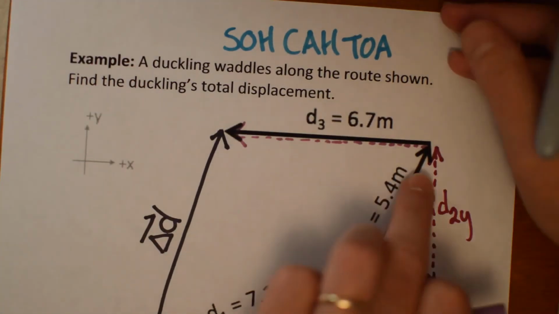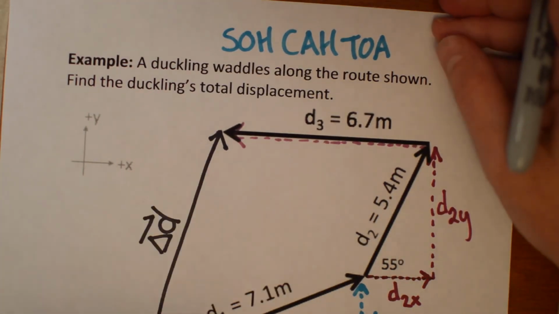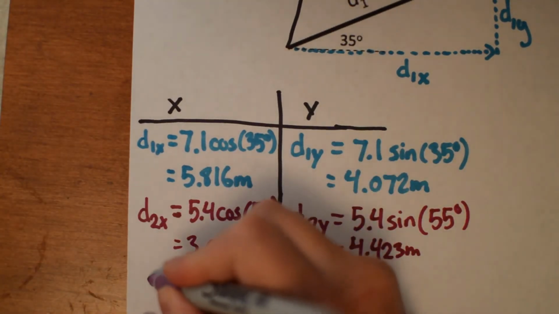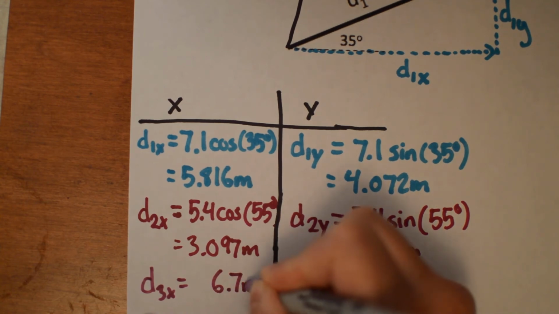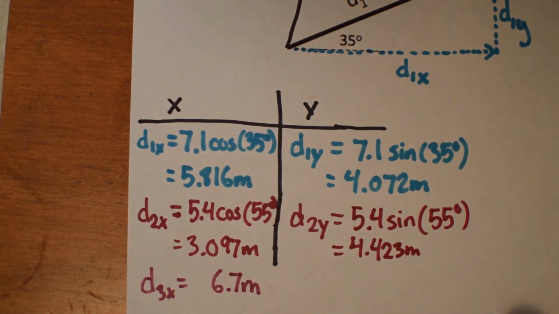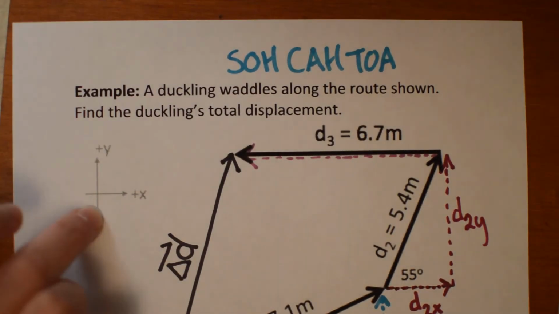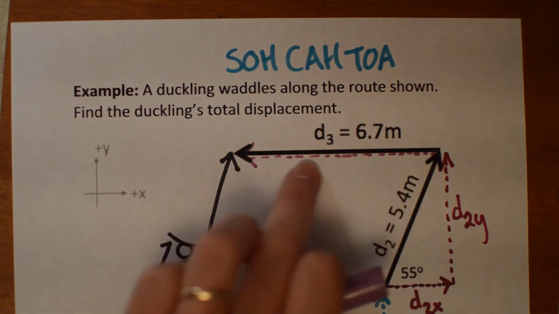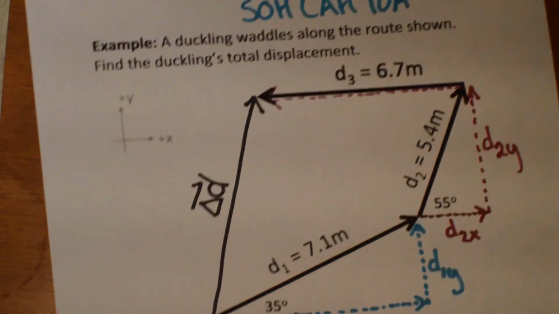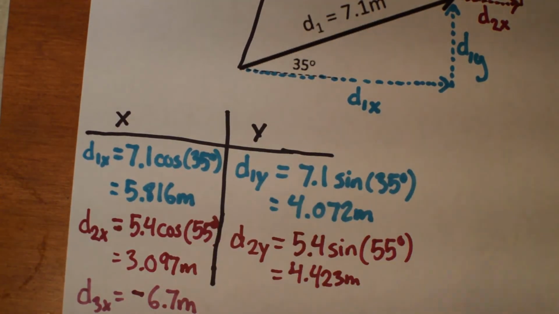My very last one is D3. Now D3 is really nice. It's all in x. So I could just write down D3x is all of that 6.7 meters, but that is wrong. Very important to always check my coordinate system. My coordinate system says x is positive, and D3 is completely backwards here, so this has to be a negative value. It's really important, or the whole number at the end will be wrong.